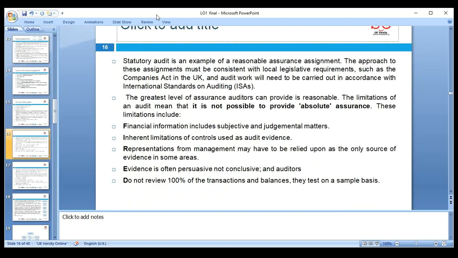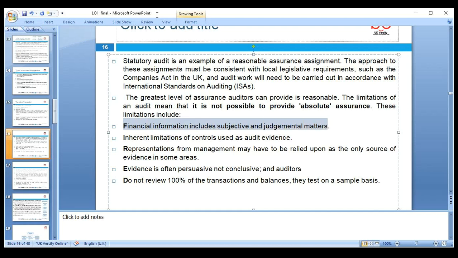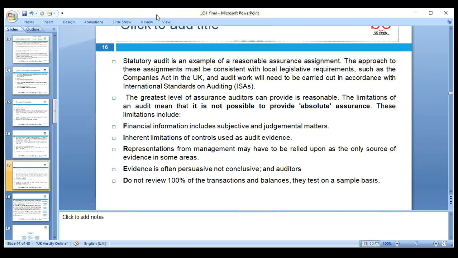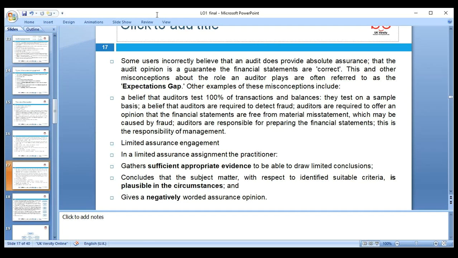That's why new standards carry on coming. We have the international auditing standards. We need to look around the financial information, subjective and judgmental matters, inherent limitations of control. We need audit evidence. We need representation from the management. We need evidence that is persuasive, not conclusive. Yes, and we don't review 100% of transactions. Yes, we have a sample. The sample should represent the whole population. So the sampling technique and details really matter as well to develop that good assurance.